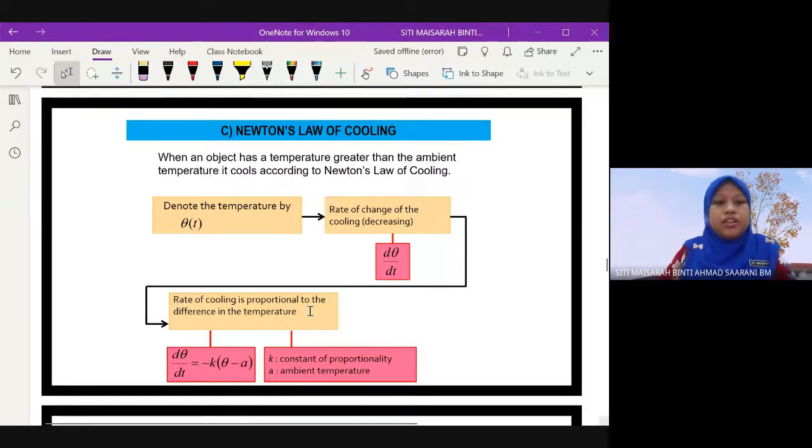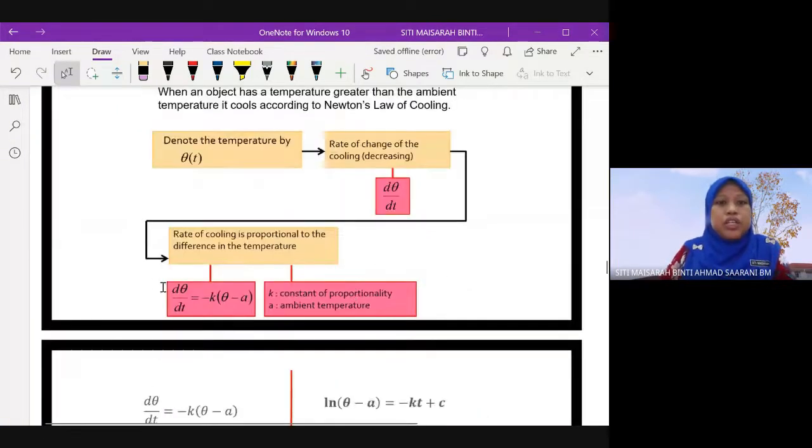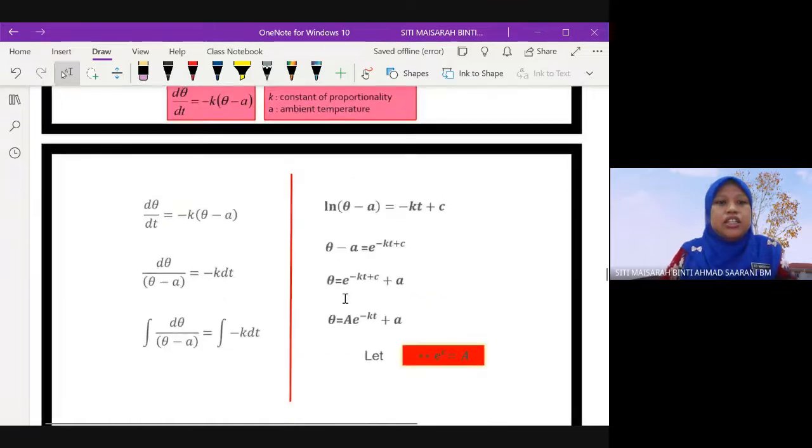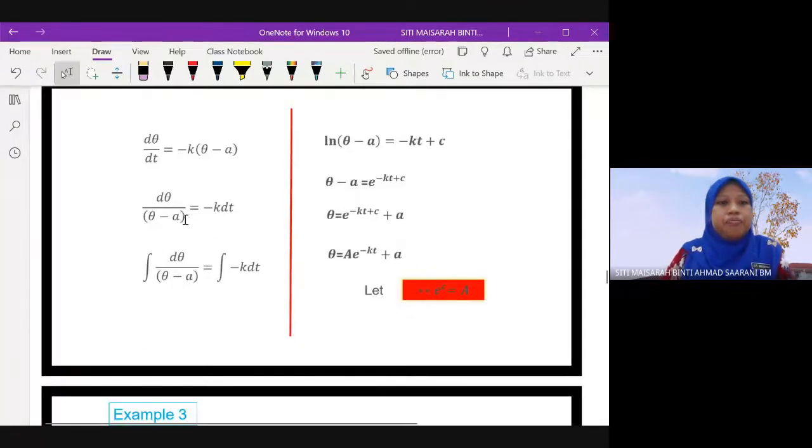Okay. So jadi dia punya differential equation dia awak kena ingat lah. Yang ni dia lain sikit. Dia sebab kena tolak dengan ambient temperature. So d theta over dt equals to negative K theta tolak A. Kadang-kadang awak boleh juga guna tukar, tak payah guna theta. Boleh guna T besar pun boleh ya. Temperature. Okay. So cara solve dia, dia start dengan d theta over dt equals to negative K theta minus A.